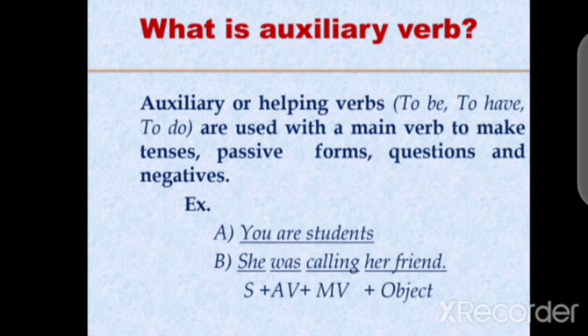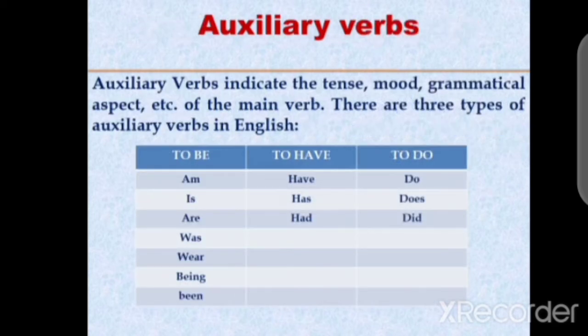This verb may be used alone and may be used with a main verb also. For example, you are students, you are learners. So here, the sentence "you are students" is used in the form of a statement. Next example, she was calling her friend. So here, the word calling is the main verb and the word was is an auxiliary verb. As I told you earlier, auxiliary verbs indicate the tense, mood, grammatical aspects and so on of the main verb.